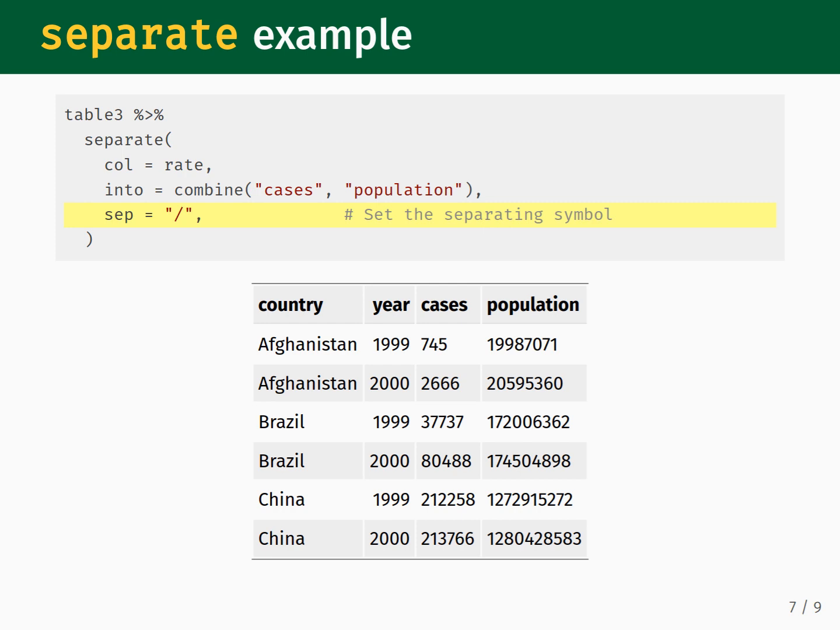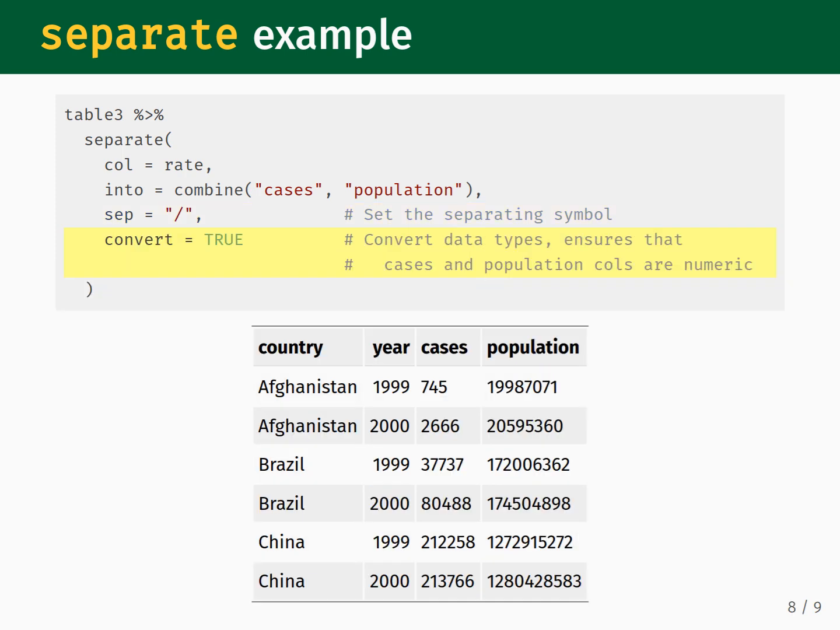There is a fourth input that we can also use, the convert input, which can be set equal to either true or false. By default, the convert input is set to false. This means that any separated columns will be automatically encoded as the character data type. If we set it to true, then we are telling the separate function that it should try to figure out the data type of the newly separated columns. For this example, the cases and population columns will be detected as containing integers, and they will be updated to the integer data type.